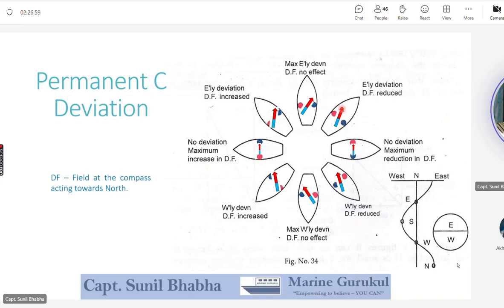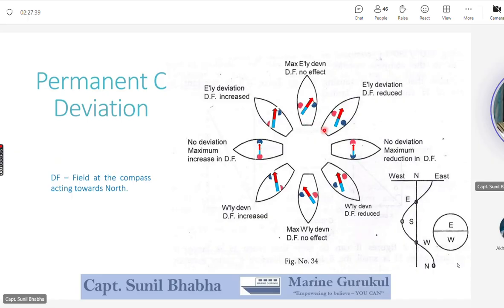So again an easterly deviation is generated, but this easterly deviation is lesser than what it was on the northerly heading, because on the northerly heading the ship's poles were at right angles to the compass needle, whereas on northeasterly heading the ship's poles are not at right angles, they are at a 45-degree angle now to the compass needle. So you can see this happening on the other intercardinal directions also. So what we observe here is that maximum easterly deviation is generated on the ship heading north.